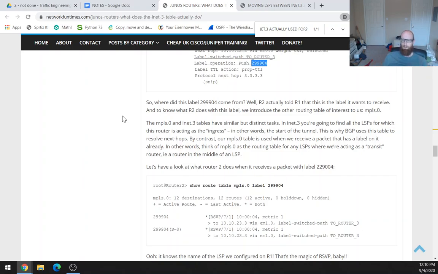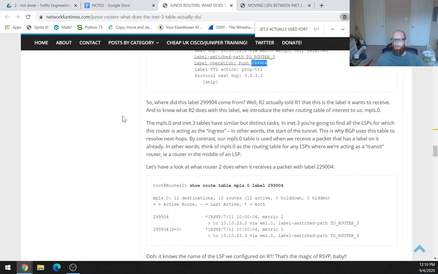Thank you, Chris, for introducing that explanation of ingress and egress in terms of LSPs to me. It really helped me understand it. I really was not understanding why it would be considered an ingress router.